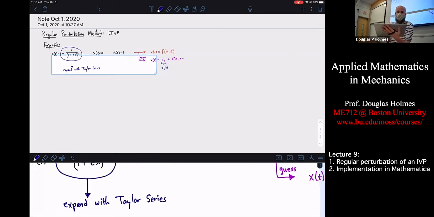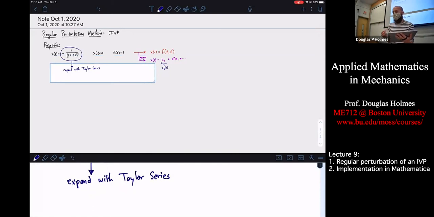Okay, so if you don't recall how to do this, that's okay. I'll show you how to do this in Mathematica in a moment. But if you expand the right-hand side, what you end up with is that x double dot of t is equal to negative 1 plus 2 epsilon times x minus 3 epsilon squared x squared and so on.